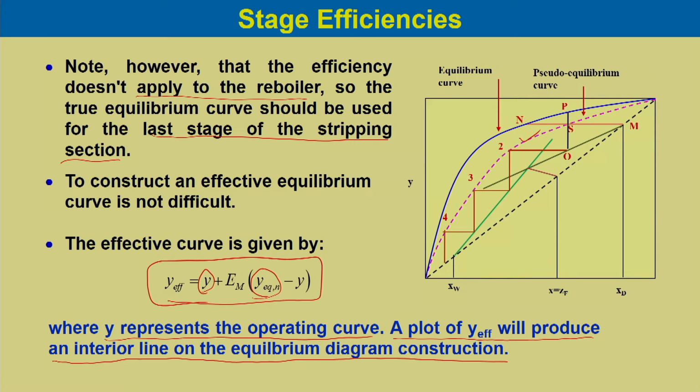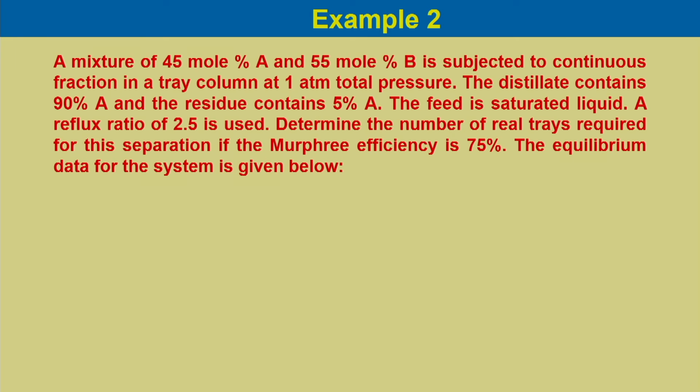We will have one example to draw the effective equilibrium curve and to calculate the number of real trays required for a particular separation. A mixture of 45 mole percent A and 55 mole percent B is subjected to continuous fractionation in a tray column at 1 atmosphere total pressure.